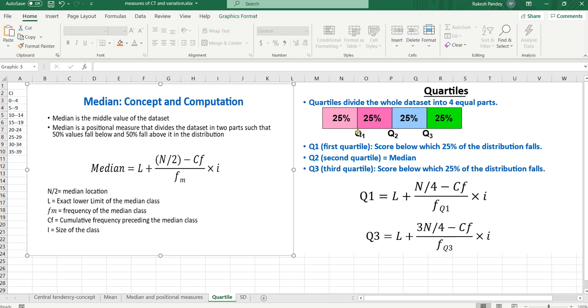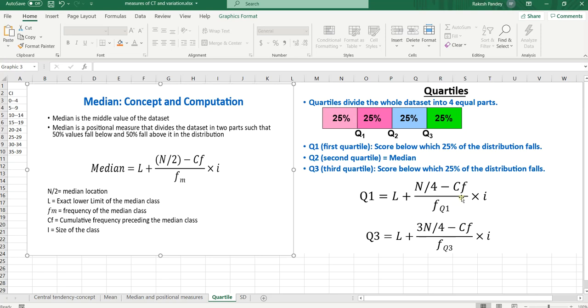the first quartile is the value below which 25% of cases are lying. So if we divide N by 4, it will come to be the 25%. So rather than using N by 2, we are just modifying this median formula. We are using N by 4. And the other values will have the same meaning. So N by 4 will help us to locate the first quartile class.